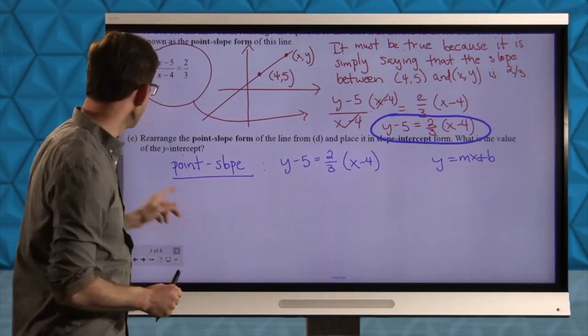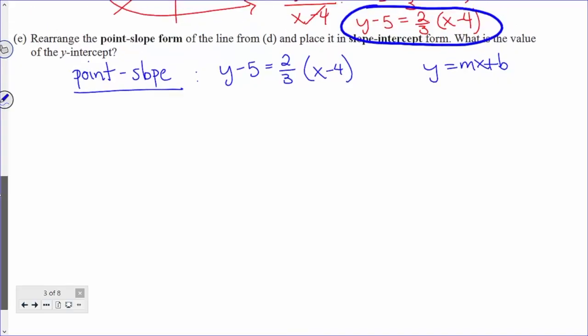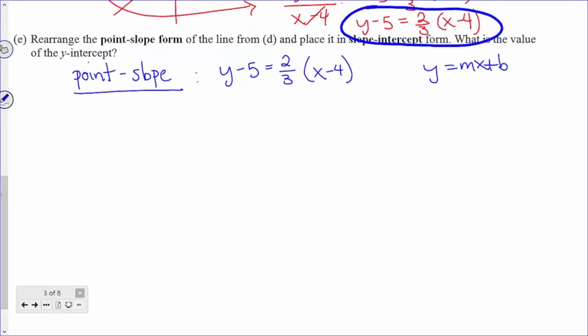All right, let me go through it. We're going to be doing this quite a bit today. Extend the page a little bit. Well, the first thing I can do is multiply through by 2/3. So I get y minus 5 equals 2/3 x minus 8/3. So 2/3 times 4 is 8/3.